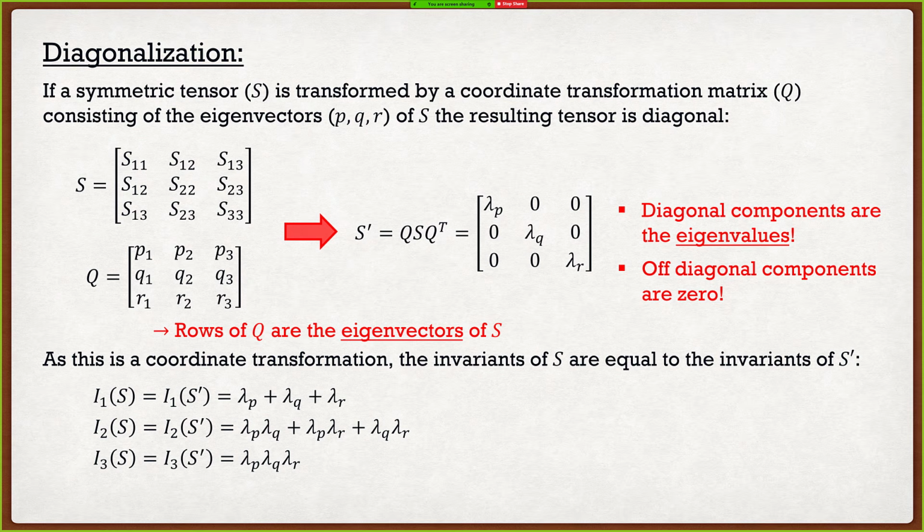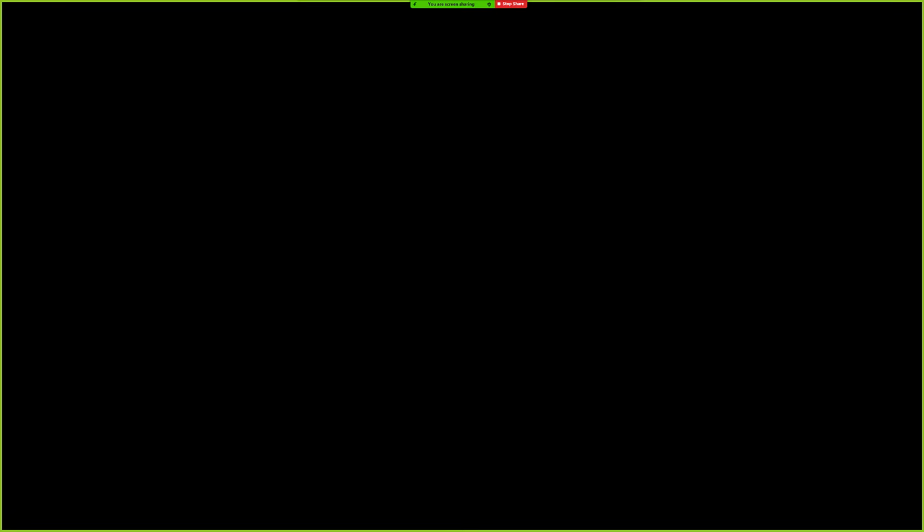Now, if we look at what we did above, we did a coordinate transformation. And remember that we said that we have something called invariants that do not change after a coordinate transformation. So if we look at S prime here, which is simply a diagonal matrix of lambda p, lambda q, lambda r, we can actually apply those 3 invariants, and those 3 invariants will also be the same for S. Since we're dealing with the principal values here, which are the eigenvalues, we call these the principal invariants. I hope that makes sense, and with that, that is the end of our linear algebra review.